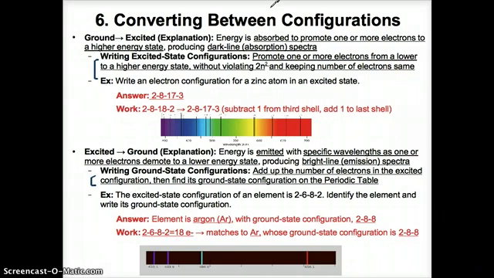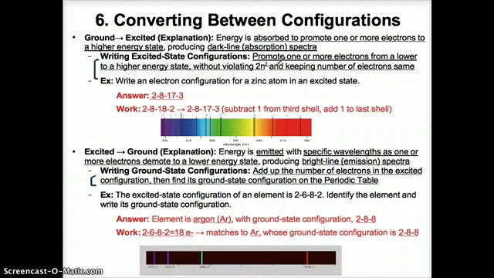First, when you convert ground to excited state, energy is absorbed to promote one or more electrons to a higher energy state, producing dark line or absorption spectra down here like this, with these dark lines representing wavelengths of radiation absorbed. Now, to write excited state configurations from ground state configurations, just promote one or more electrons from a lower to a higher energy state without violating 2n squared and while keeping the number of electrons the same. You can just do this by subtracting one electron from a lower shell and adding one electron to a higher shell to represent an electron transitioning to a higher energy state.